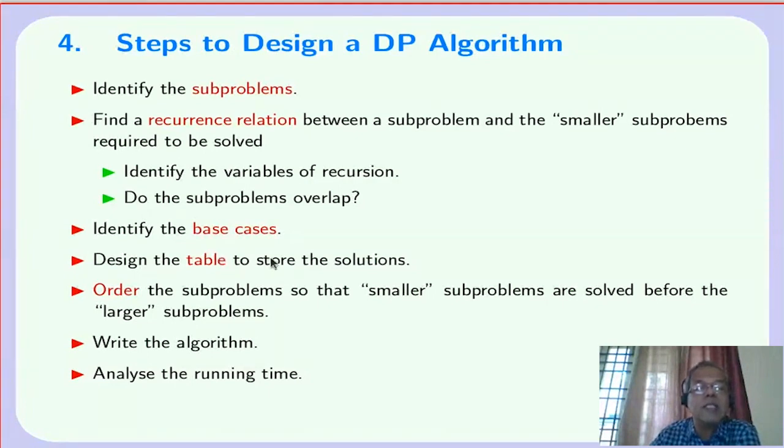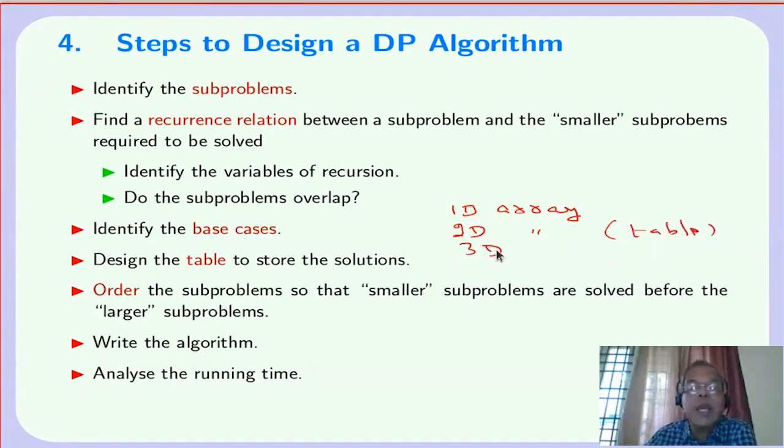Then design the table to store the solutions. Sometimes it may be a 1D array. Sometimes it may be a two-dimensional array. You may call that a table. Sometimes it may even be a 3D array. That depends on how many variables we recurse on. If we recurse on one variable, maybe it is a 1D array. If we recurse on two variables, it may be a 2D array and so on.